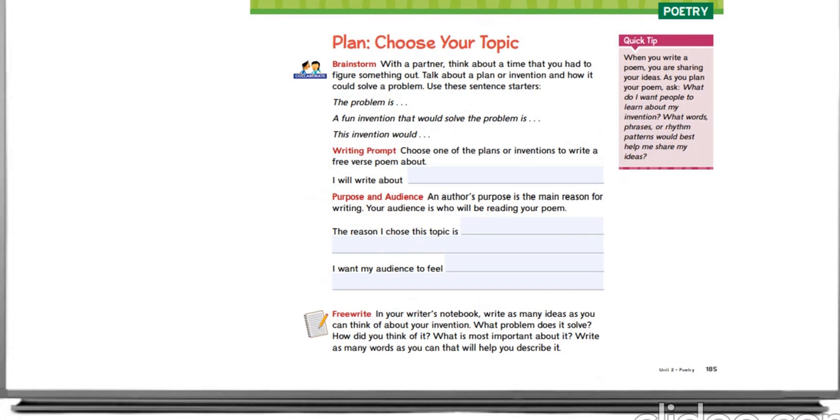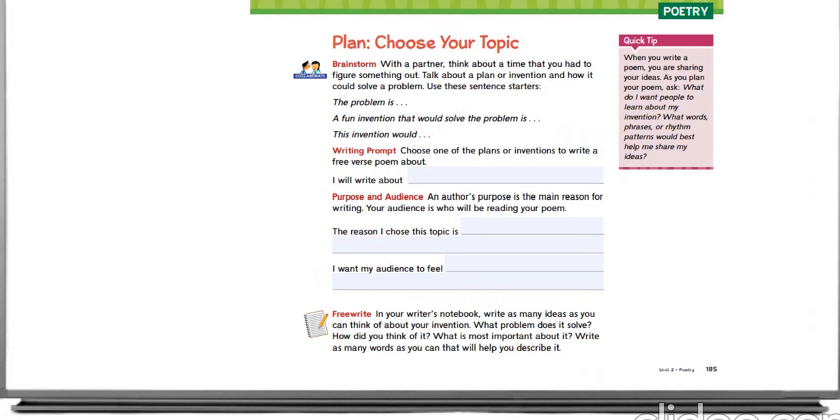Plan. Choose your topic. Brainstorm. With a partner, think about a time that you had to figure something out. Talk about a plan or invention and how it could solve a problem. Use these sentence starters. The problem is, a fun invention that would solve the problem is, this invention would.